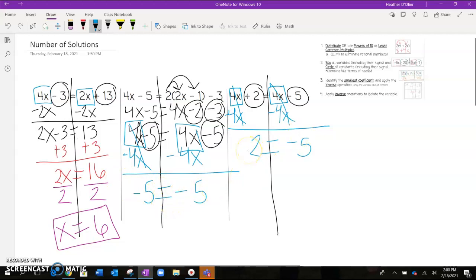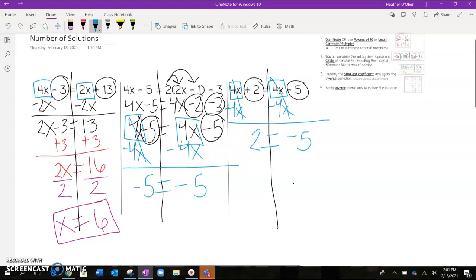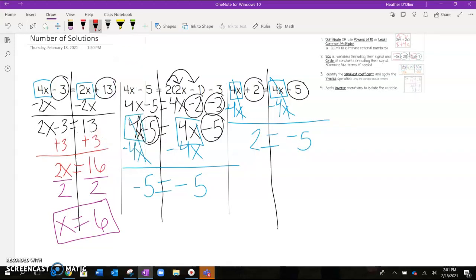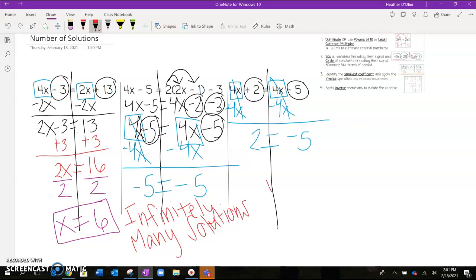However, here, 2 does not equal negative 5. So these are two examples of when you don't have one solution. And I'm going to go over that. But what we actually call this middle one is infinitely many solutions. Okay? And what we call this one over here?